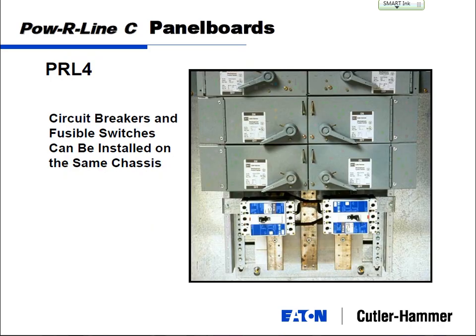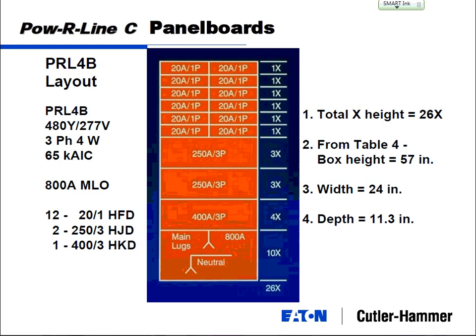The power line 4 panel boards, I showed you the B for breaker, the F for fusible. You can also hybrid and actually put both of them on the same chassis if you had a need for both. And everything is derived by what they call X space. I won't get into the specifics, but you've got a limited height of a panel board. 90-inch can is the largest you can do. And it's all driven by what they call X space, which is how many breakers can I fit physically in this thing for fusible switches.